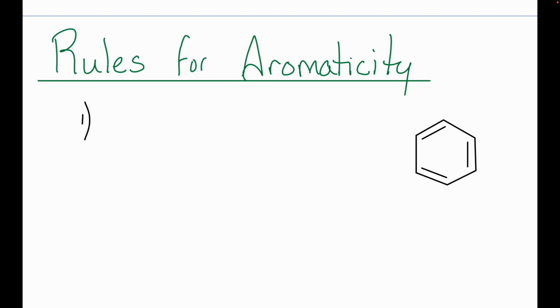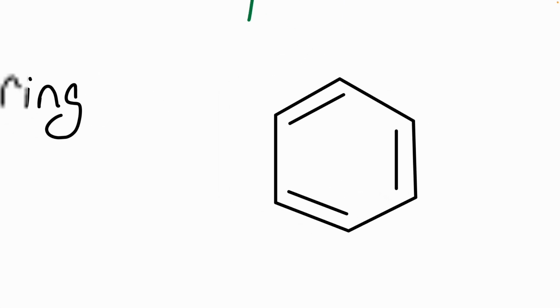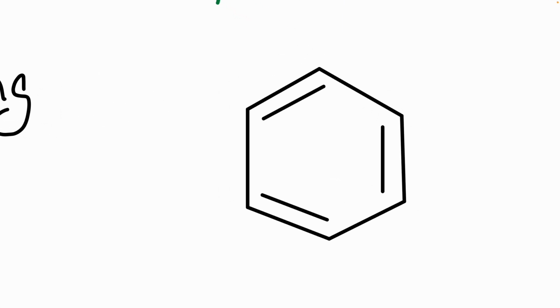Okay, so number one, you have to have a fully conjugated ring. All right, so what did we mean by conjugated bonds again? We had that perfect spacing of double bond, single bond, double bond, right? And if we look at benzene, the entire ring is this conjugated network.